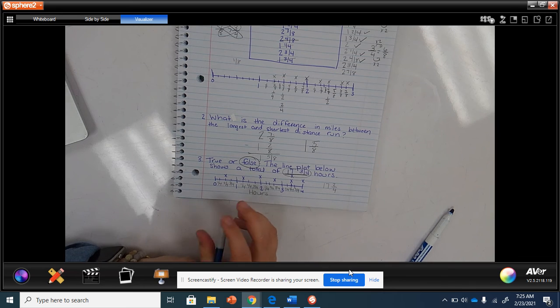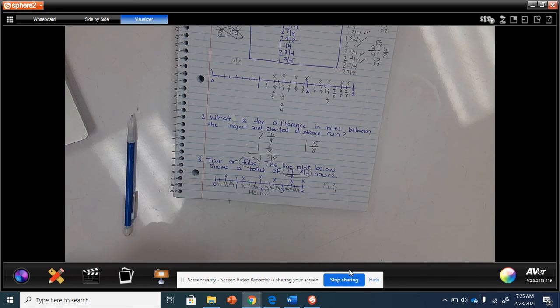On your classwork, this will be a little bit different as well. It may give you a line plot and then ask you which one shows the correct amount of data. Either way, you're going to have to take all of these fractions and add them up just as I did in this video. So take your time on your classwork.